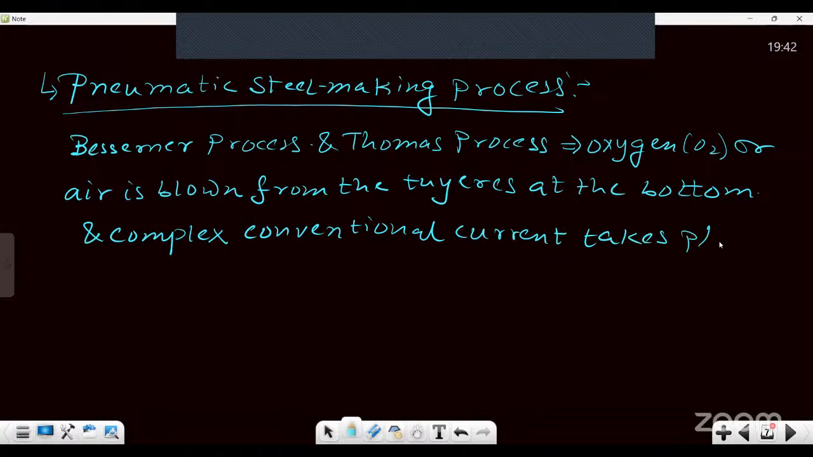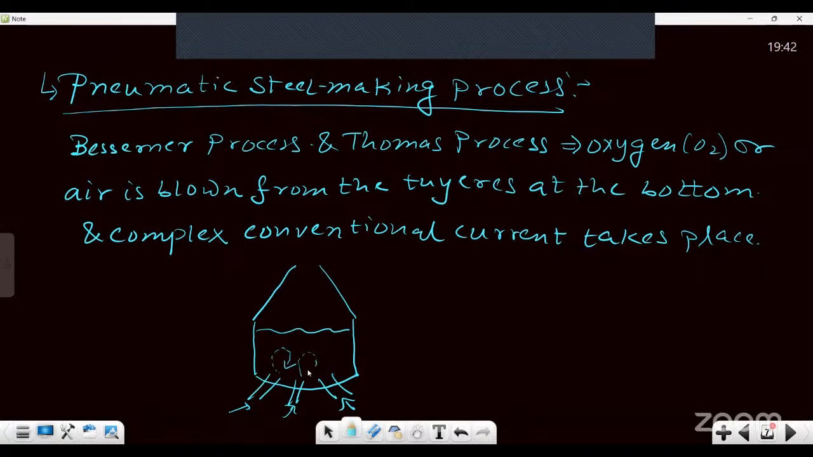So what happens is, suppose this is the converter, and these are the tuyeres we are having. Now we are blowing air inside. This is the melt. When air is blown, obviously it will make some convectional current, so the melt is going to get circulated and stirred. That is exactly what we mean by complex convectional current, and you see the stirring of the melt.